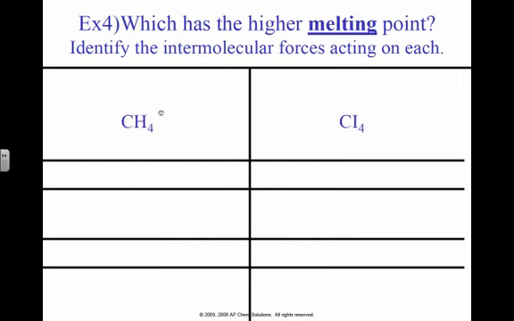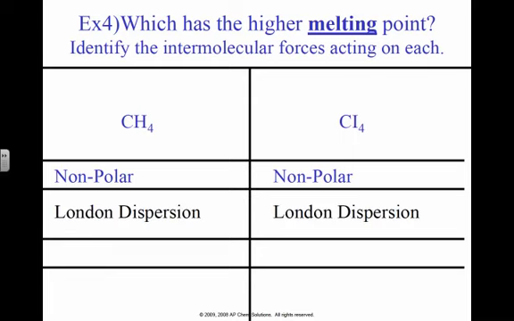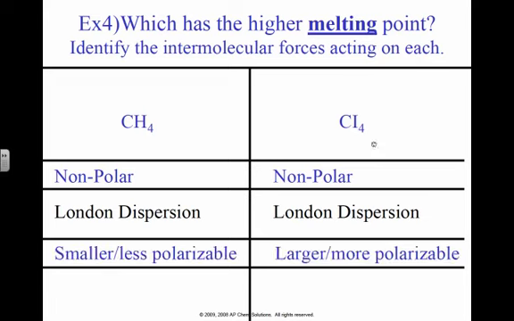This one right here, nonpolar. Nonpolar. So what's the difference? They both have London forces, but this one's bigger, this one's more massive, there's more electrons, it's more polarizable. Therefore, it's going to have a larger melting point.